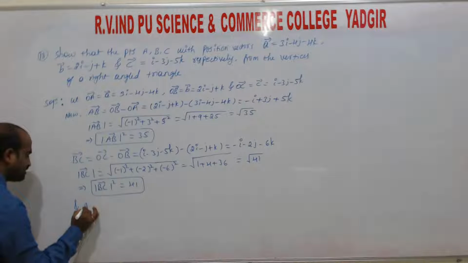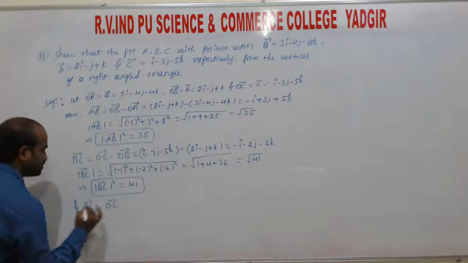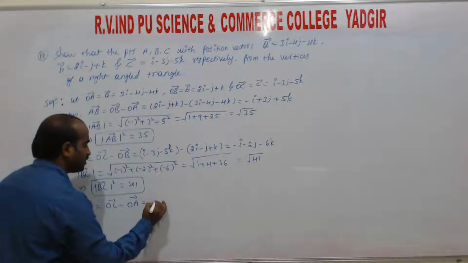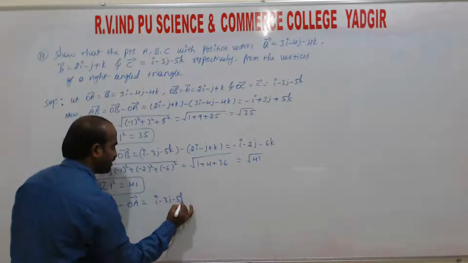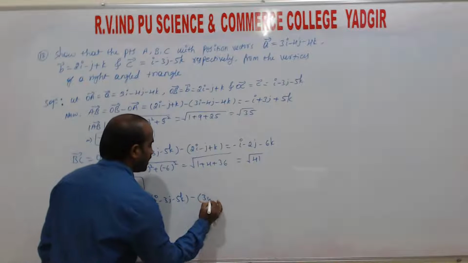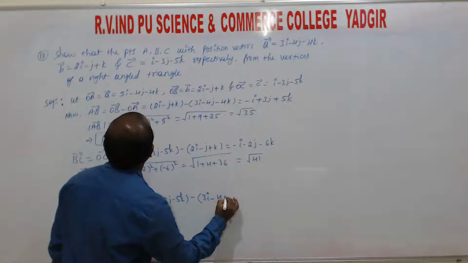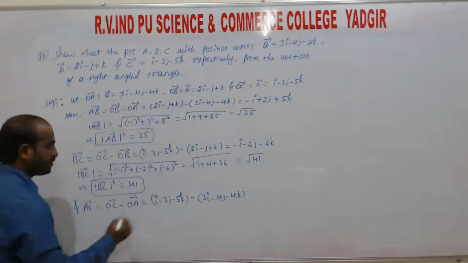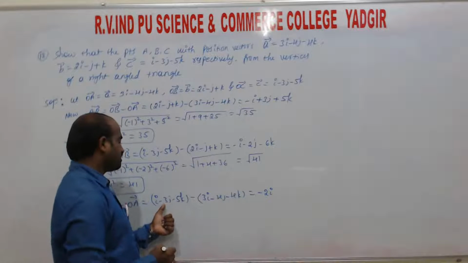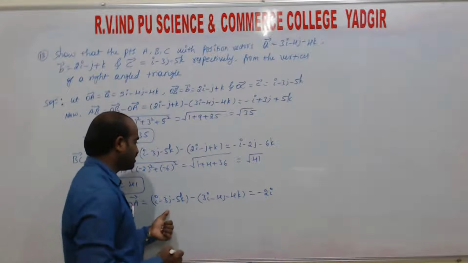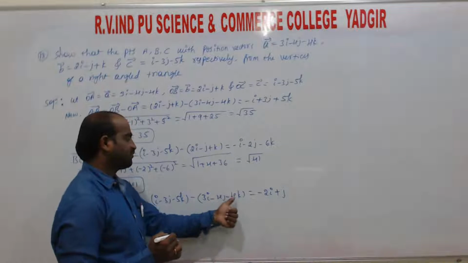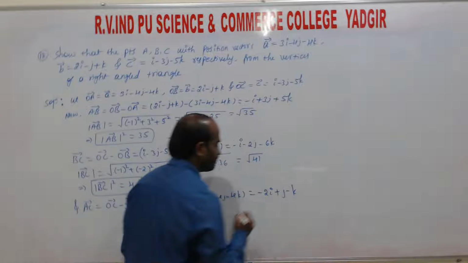And last, the vector CA joining two points, AC, is OC minus OA. OC is i minus 3j minus 5k, minus OA, which is 3i minus 4j minus 4k. Separately adding the i, j, k components: i minus 3i is minus 2i, minus 3j plus 4j is j, and minus 5 plus 4 is minus 1.